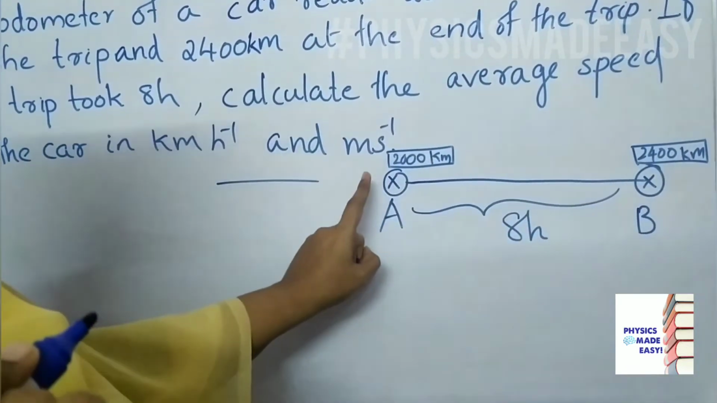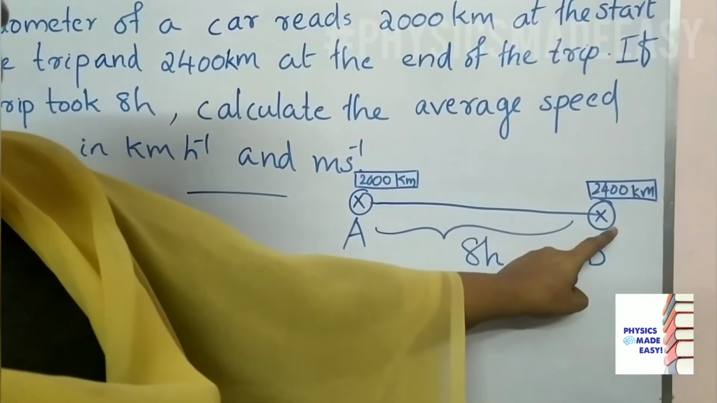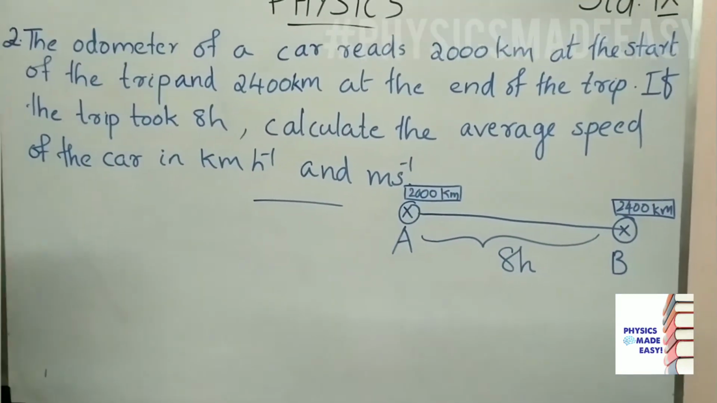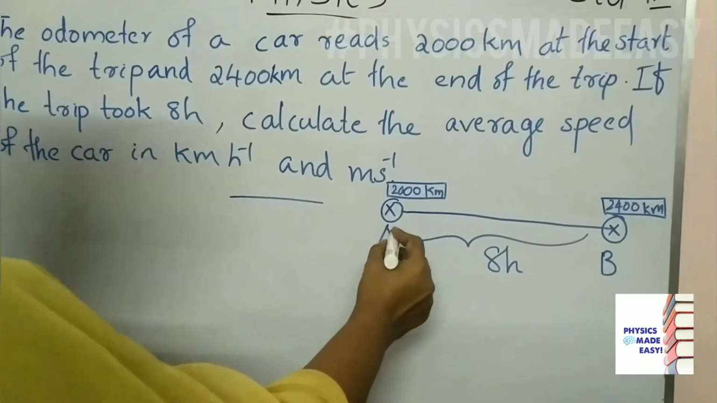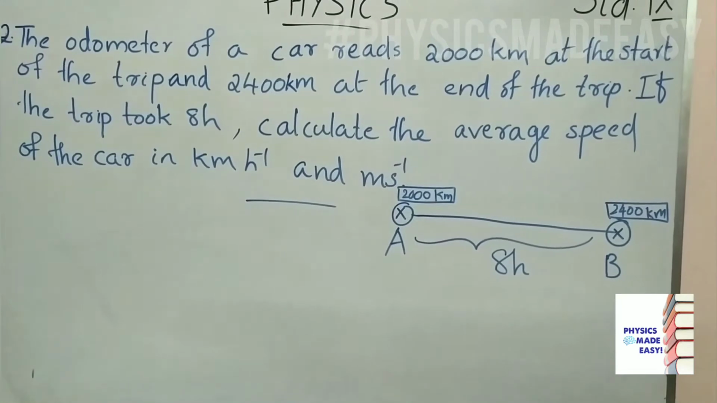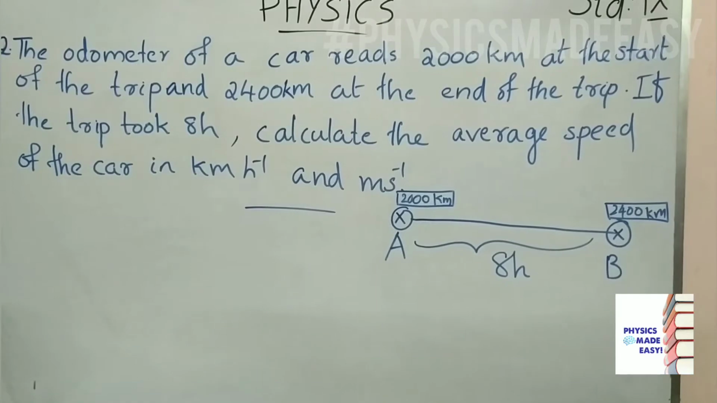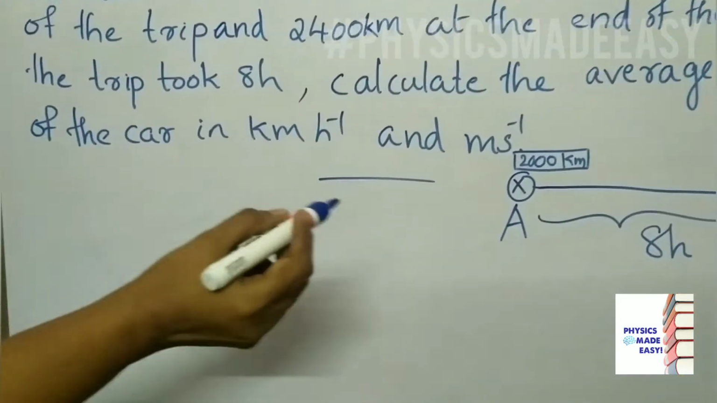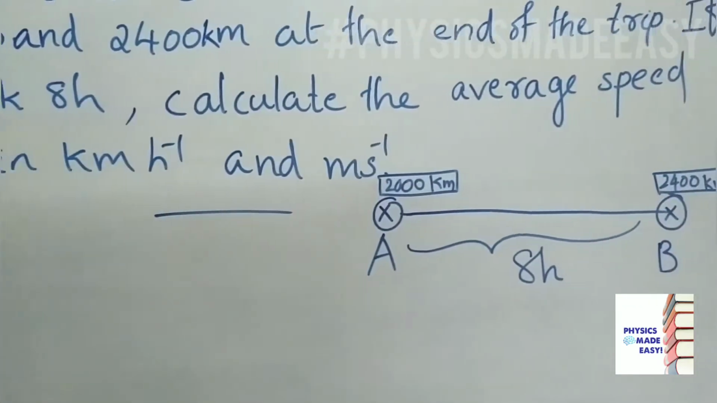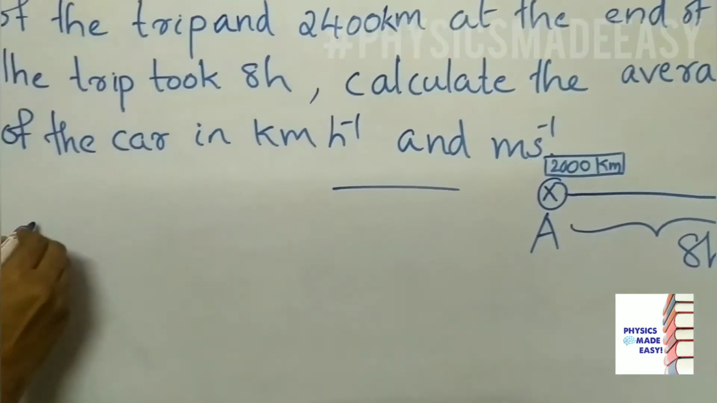So here at the start of that trip it shows 2000 km and at the end of that trip it shows 2400 kilometers. If the trip took 8 hours, here you can see the total time taken is 8 hours. From this calculate the average speed of the car in kilometer per hour and meter per second. Here the odometer shows 2000 km at A, at B it shows 2400 kilometers. So from that you can write the distance.